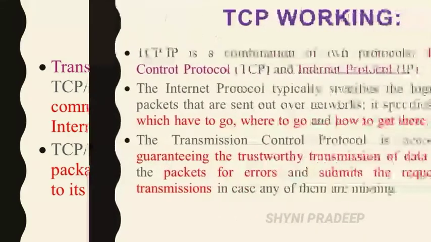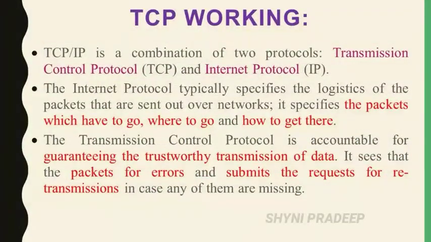Okay. Next, let us see about TCP/IP working. TCP/IP is the combination of two protocols. What are they? Transmission Control Protocol and Internet Protocol. Internet Protocol specifies the packets, where they have to go and how to get there. But the Transmission Control Protocol is accountable for guaranteeing the trustworthy transmission of data. It checks the packets for errors and submits a request for retransmission in case any of them are missing.